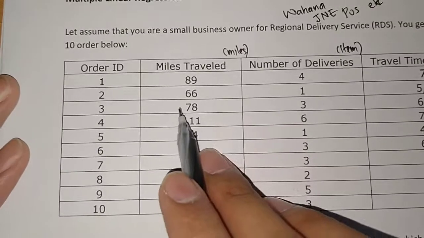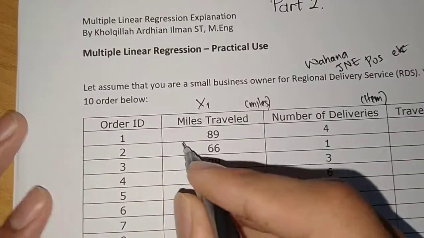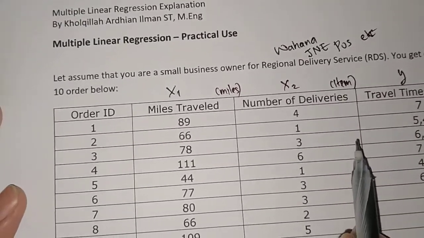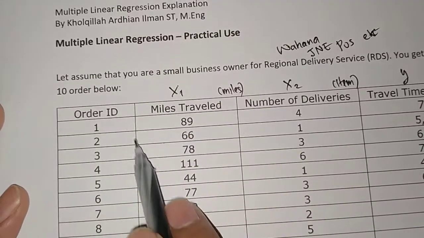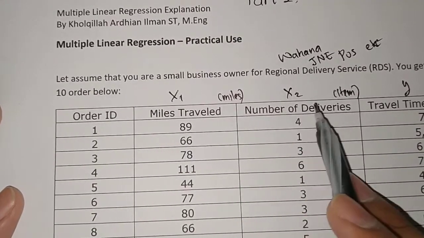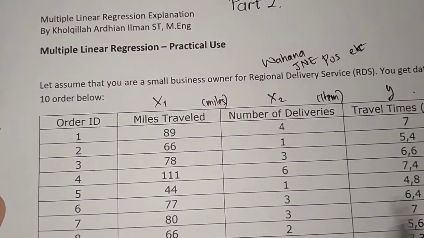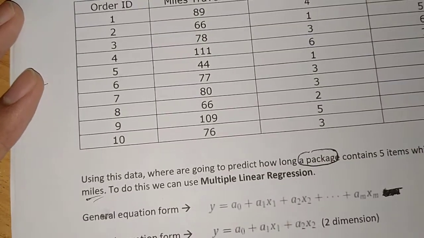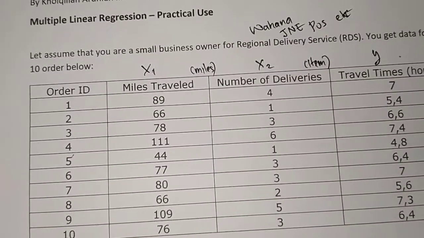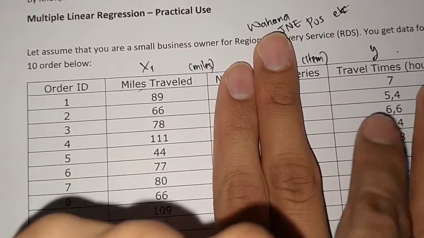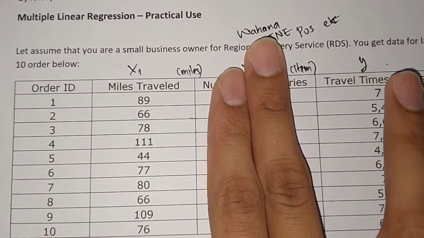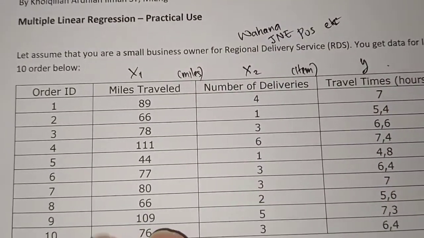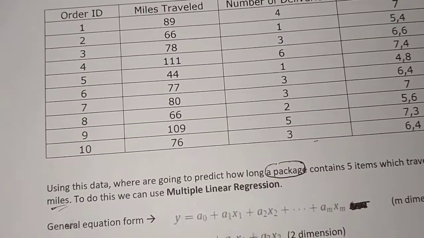And because we have 2 x's, this is the first x, this is the second x, and this is the y. The first x is miles traveled, and the second x is the number of deliveries. So we have to use multiple linear regression to make a prediction. If only x1 and y, we could use either linear or polynomial regression. But because we have 2 x's, we have to use multiple regression.